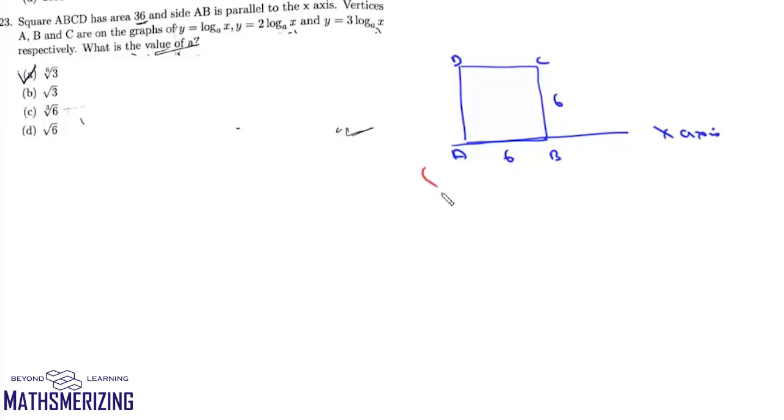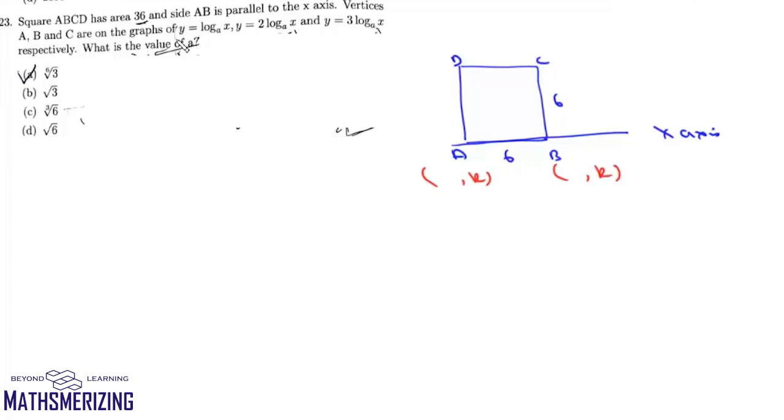Now question number 23 says ABCD has an area 36 and it's a square. So we have this square which is A, B, C and D, and area is 36. So that means AB is 6 and BC is also 6. Now this AB is parallel to the x-axis, so that means their y coordinates will be same. So suppose their y coordinates are K.